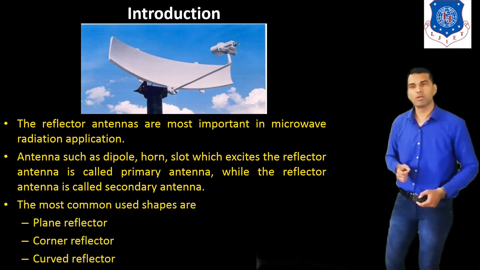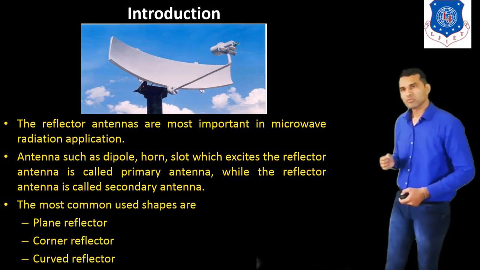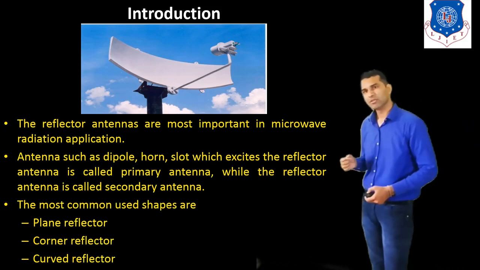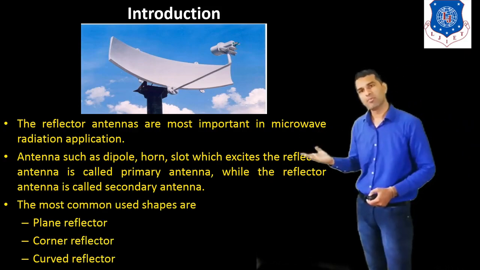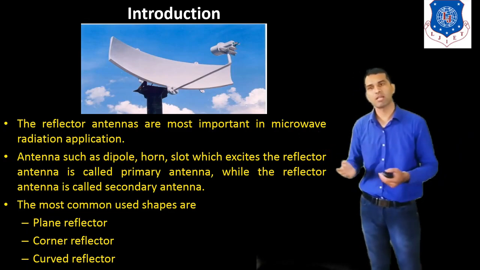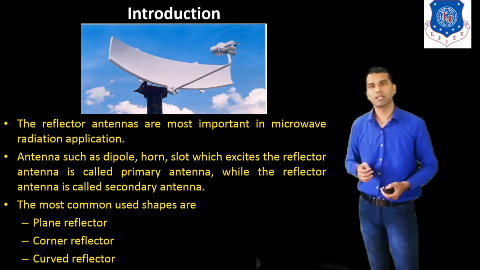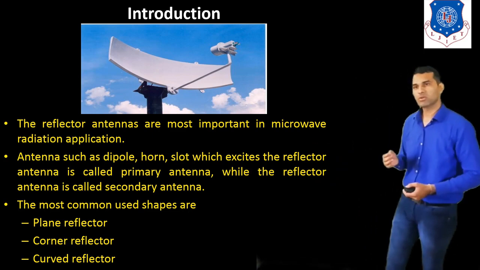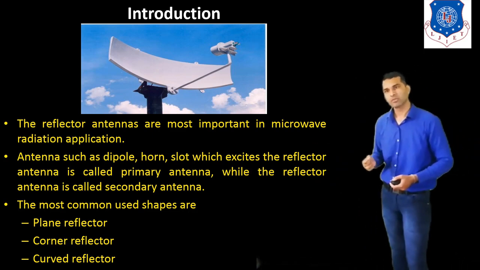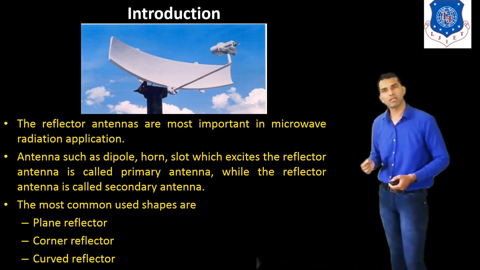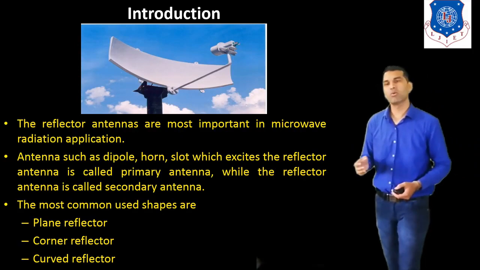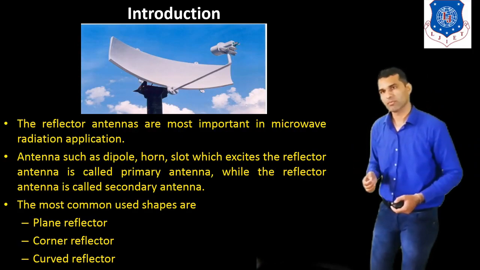In the reflector antenna, different shapes are used, but most commonly these three shapes are used. The first one is the plane reflector, the second is the corner reflector, and the third is the curved reflector.